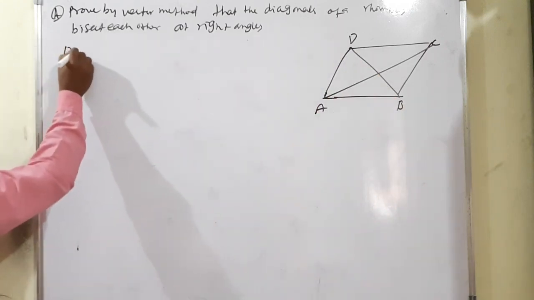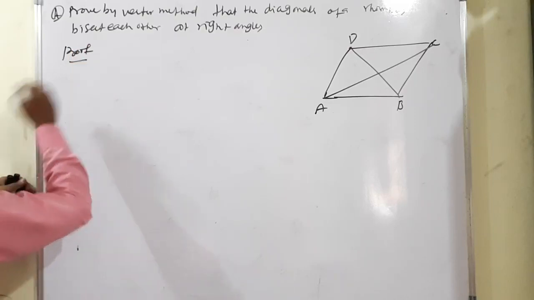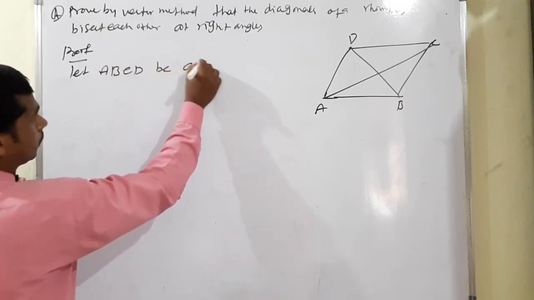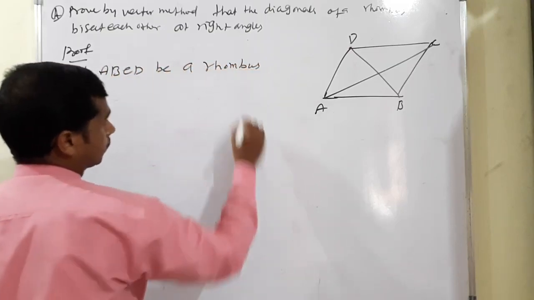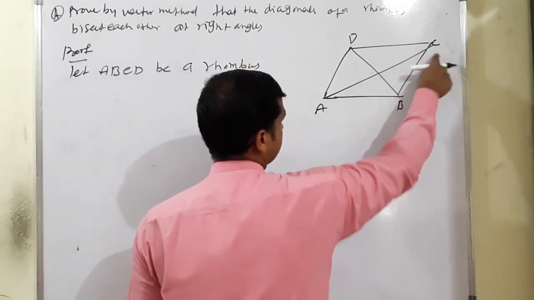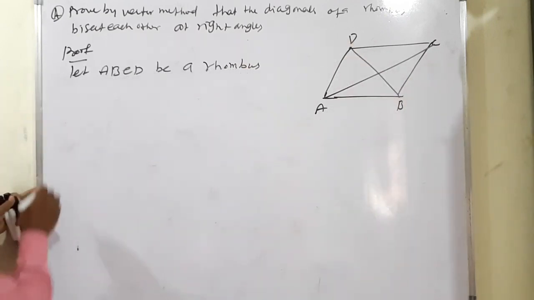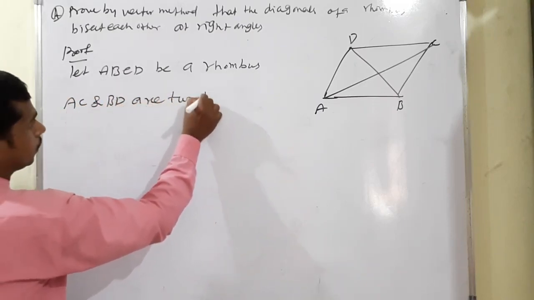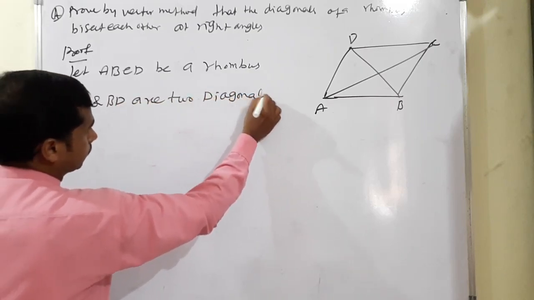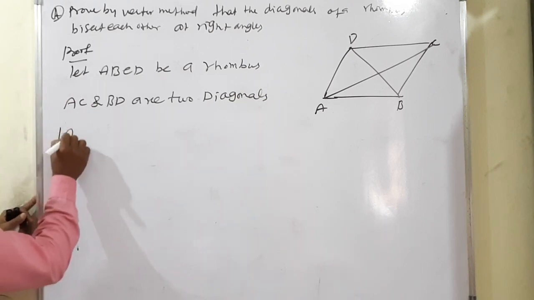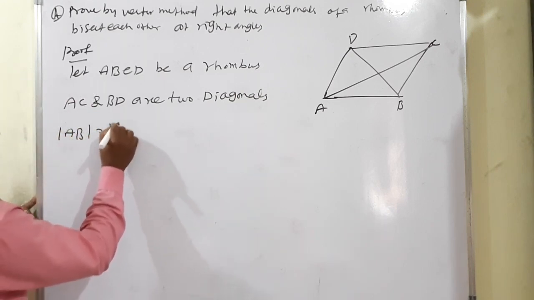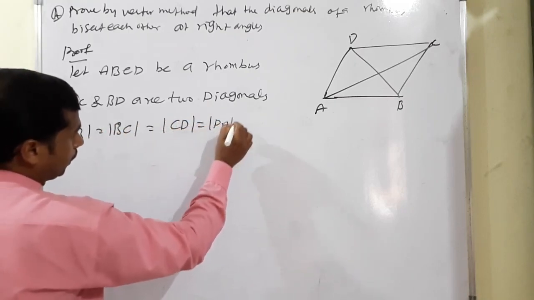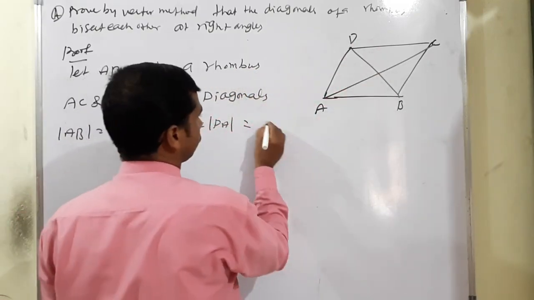The proof: let ABCD be a rhombus. Then AC and BD are the two diagonals. Okay. Now the condition: modulus of AB is equal to modulus of BC is equal to modulus of CD is equal to modulus of DA. Consider that all the lengths will be equal. Consider it for one letter, A.